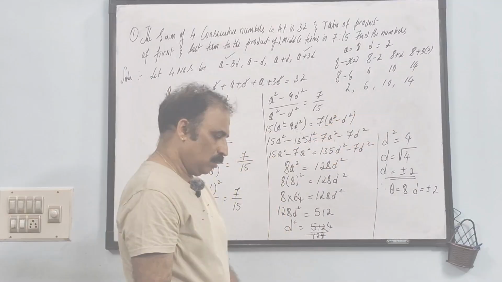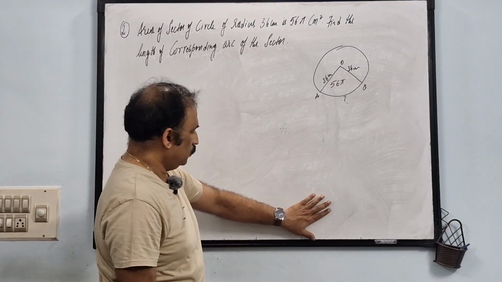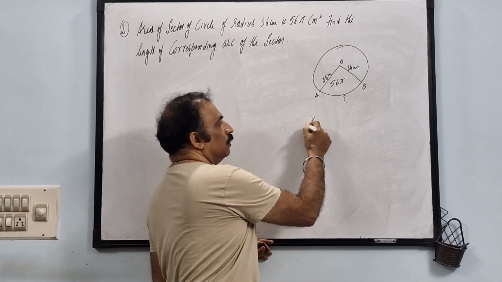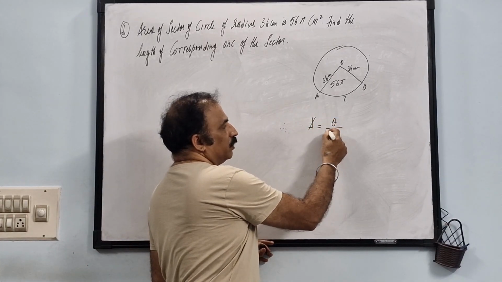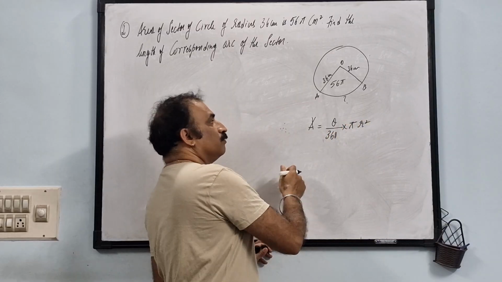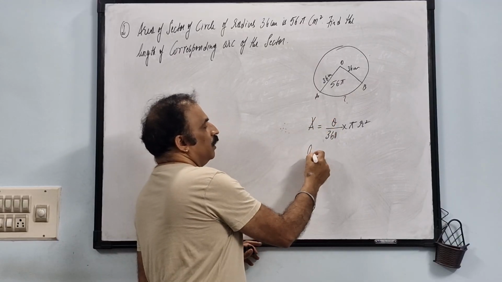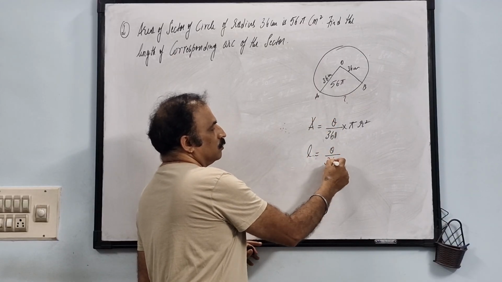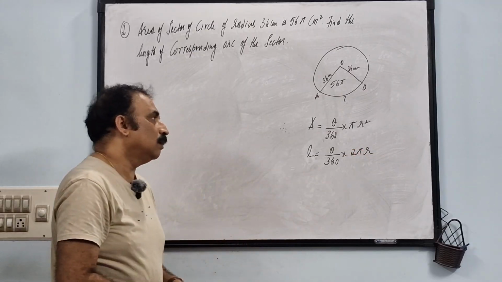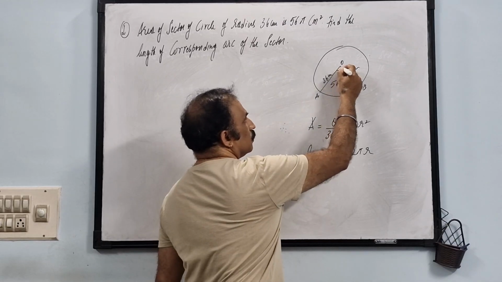Next problem is from areas related to circles. Now I've got two formulas in that. One is for area of sector. Area of sector is theta divided by 360 into pi r square. That is the area of sector. Then the length of arc is going to be theta by 360 into 2 pi r. That means to find area, you should know the theta value as well as the radius.